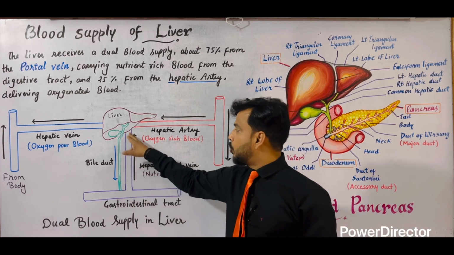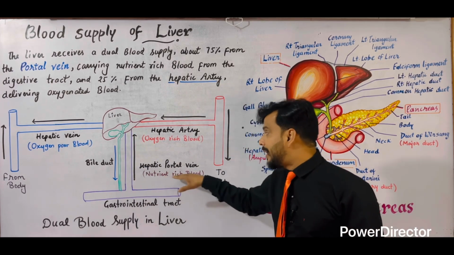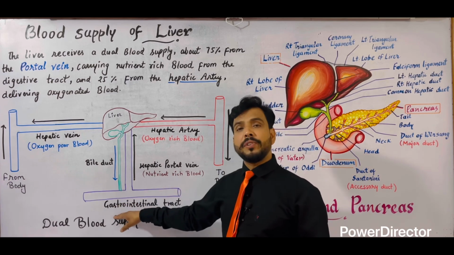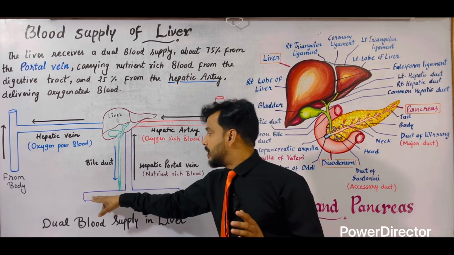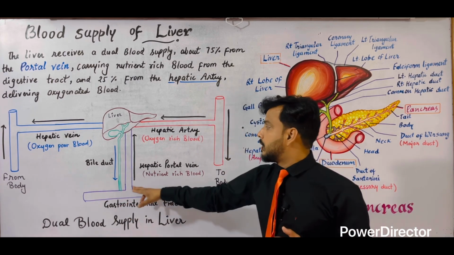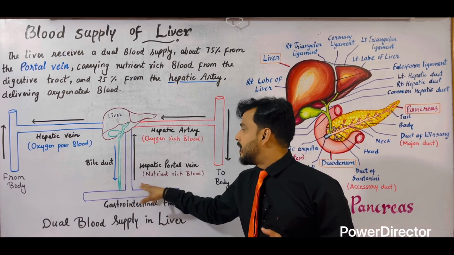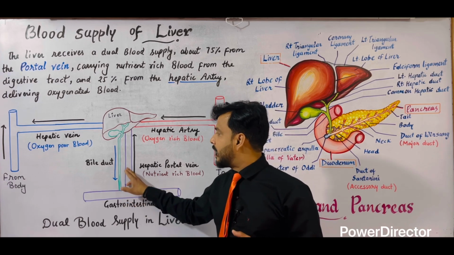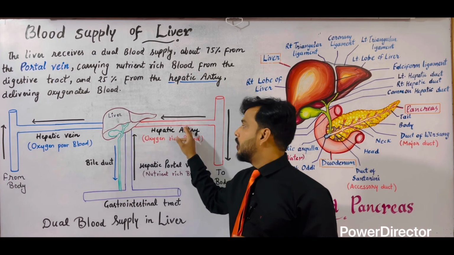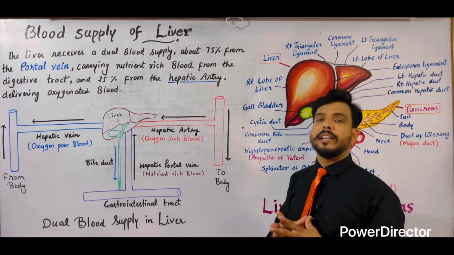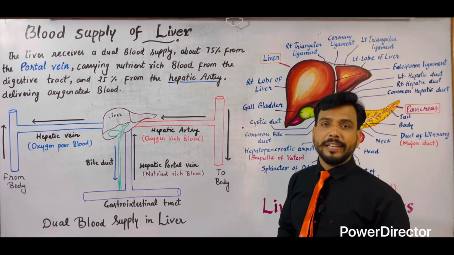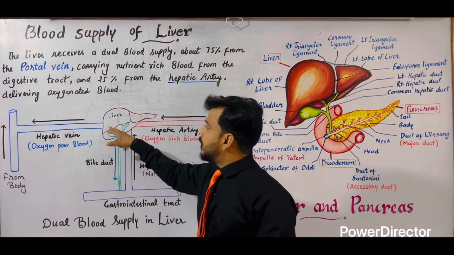So this hepatic portal vein carries nutrient-rich blood from the digestive tract, or the gastrointestinal tract, and opens into the liver. So as you can see, this is the digestive tract and this is the hepatic portal vein, which carries nutrient-rich blood from the digestive tract into the liver. So these are the two ways of blood supply inside the liver, hence it is known as the dual supply of the liver.